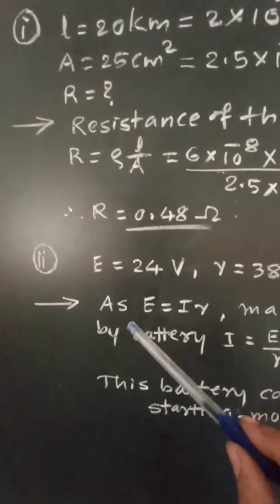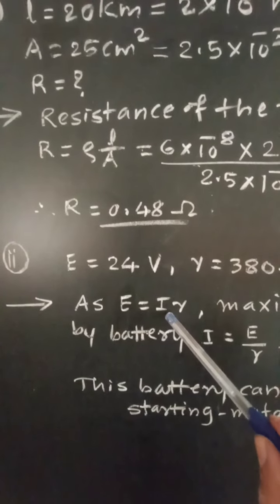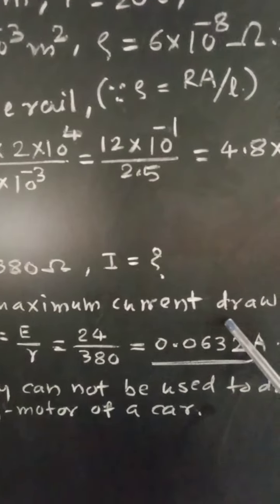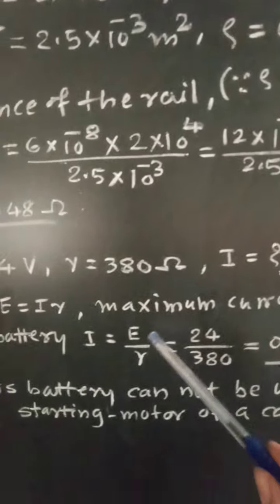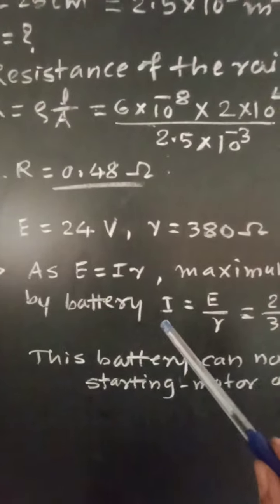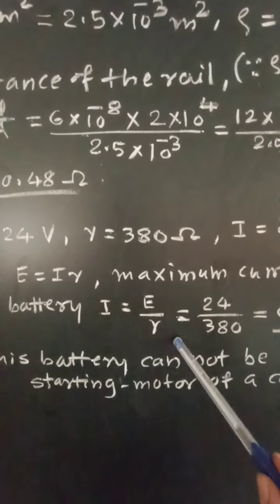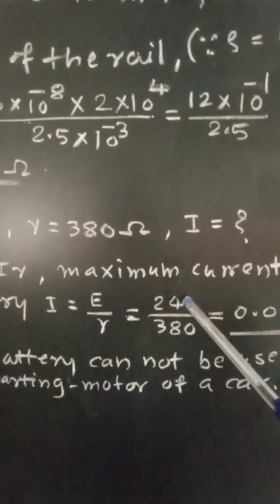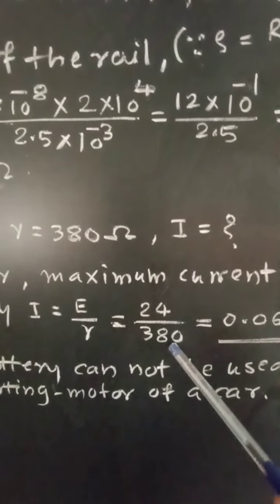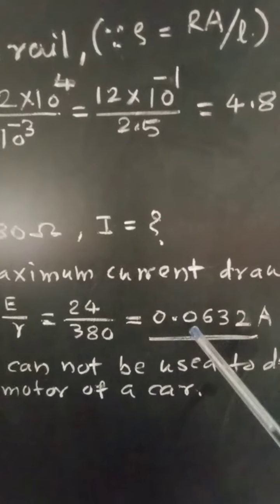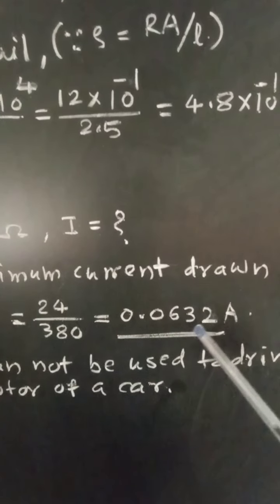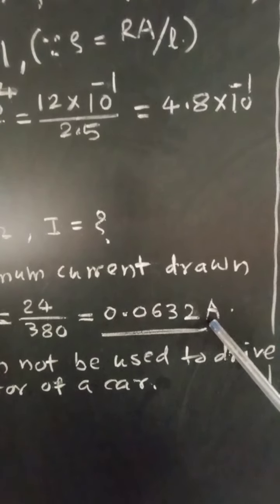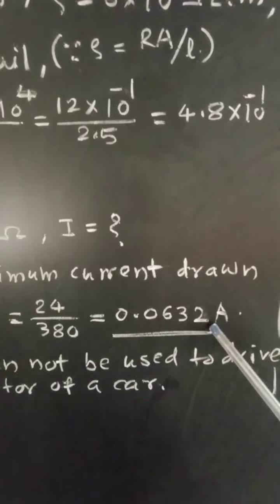We know the relation as E is equal to IR. Therefore the maximum current drawn by the battery, I is equal to E by R. Putting the values, we will get 24 upon 380, which comes out to be 0.0632 ampere, which is the required current.